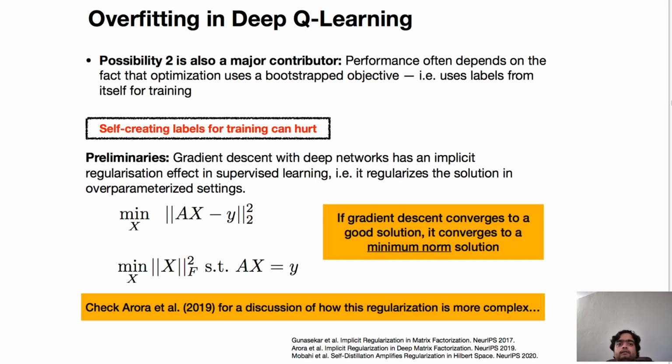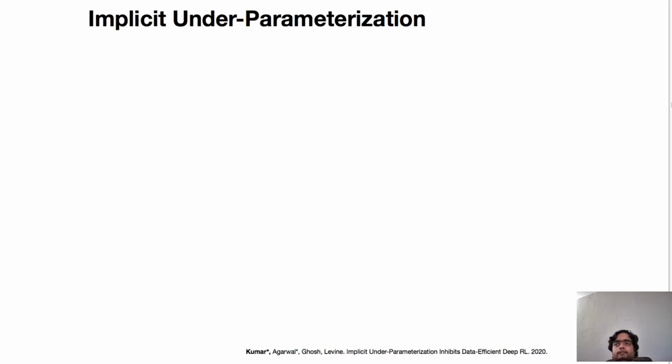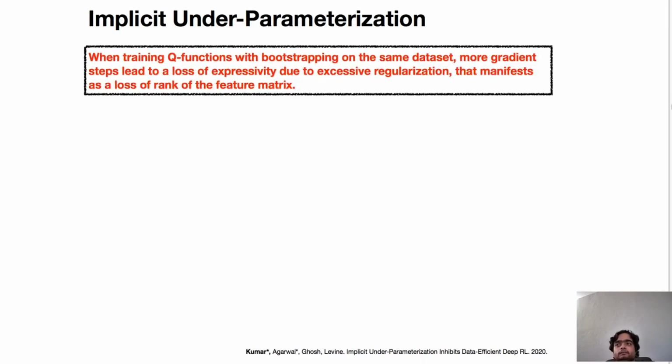Okay, so what we discuss now is a phenomenon that we recently found in a paper that we did, which we called implicit underparameterization. I'll provide a pictorial description of this, like a schematic, on the next slide. But before that, let's first understand what exactly we mean by that.